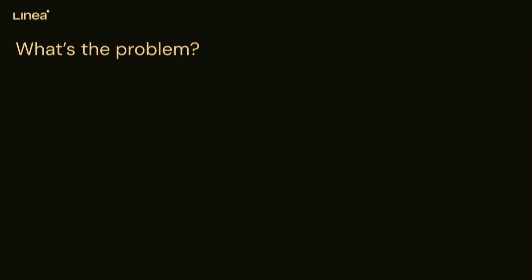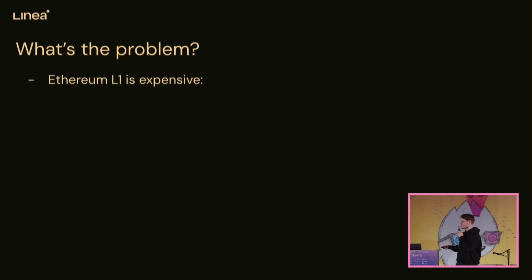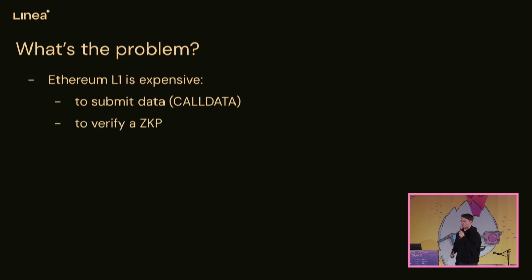So what's the problem here? Well, Ethereum L1 is extremely expensive, as we all know. Firstly, to submit the data. We're posting a lot of data to Ethereum for our security and liveness properties for Linea. That costs a lot of money. We also have to verify a zero-knowledge proof. Each zero-knowledge proof costs about 450,000 gas, and that just turns out to be quite expensive.